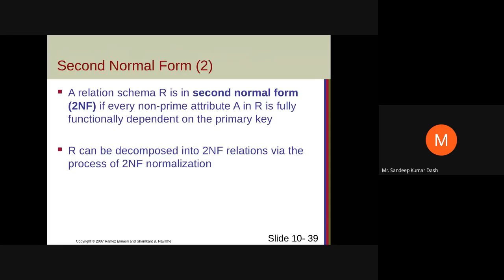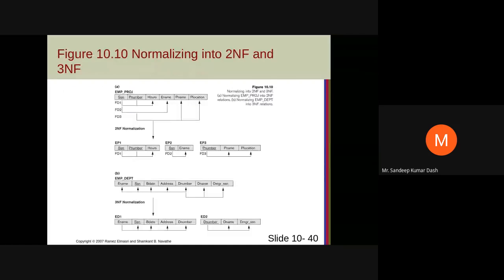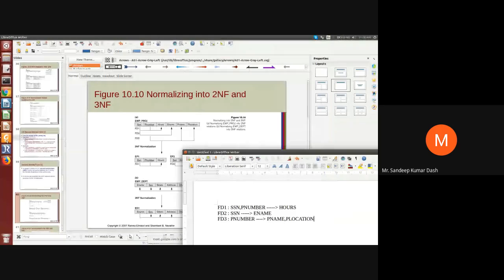The definition again, you see: a relation schema R is in second normal form if every non-prime attribute A, means wherever you are having a functional dependency where non-prime attributes are involved at the Y side, on the X side there should be full functional dependency on the primary key. If the X side always involves the primary key or some key, that will be fully functionally dependent. Fine. This was one example. Let's see another example here.